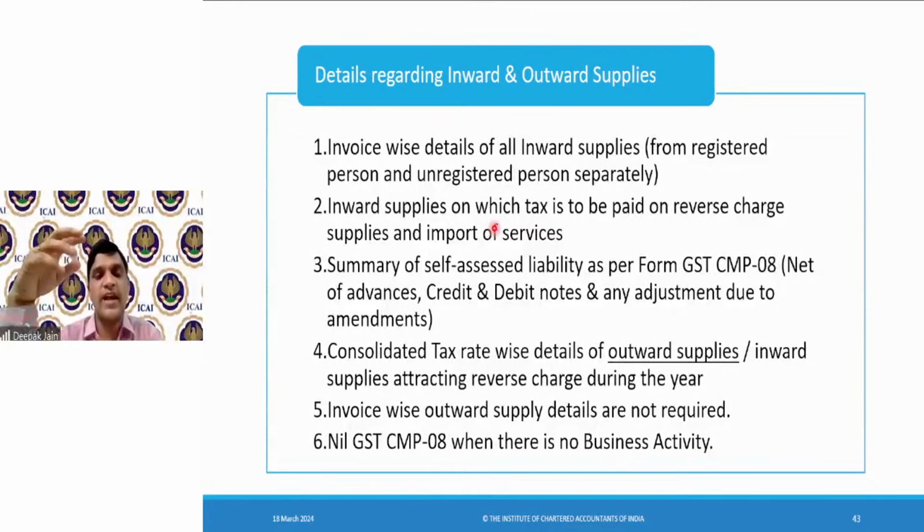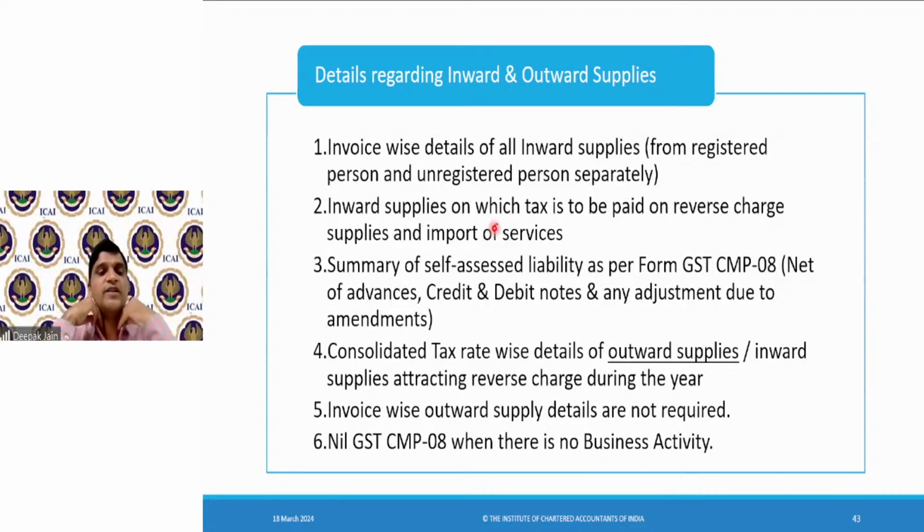Inward supplies on which tax is to be paid on reverse charge basis, because when he is taking any supplies from a lawyer or a GTA, even though his outward supply is at a lower rate, he will have to show reverse charge and pay GST on that. Can he claim credit of that? He cannot claim, but he will have to pay reverse charge. Then the summary of self-assessed liability as per GST CMP-08. The monthly or quarterly payments he is making, that summary has to come here.